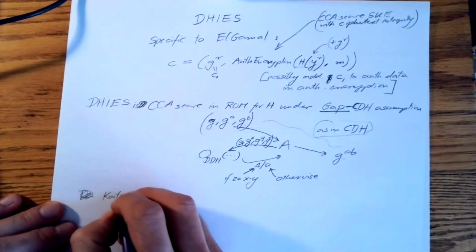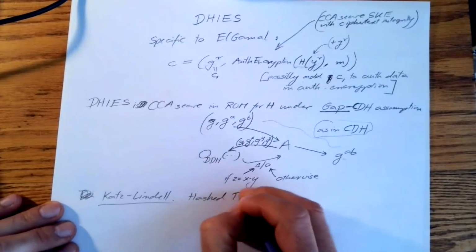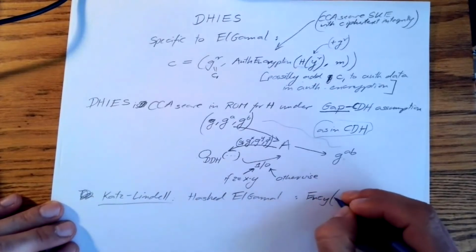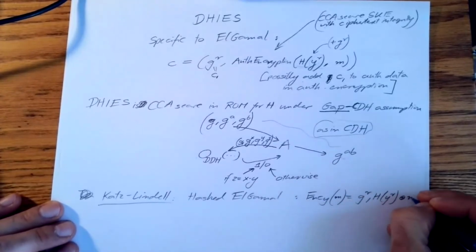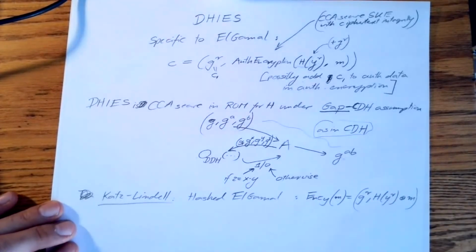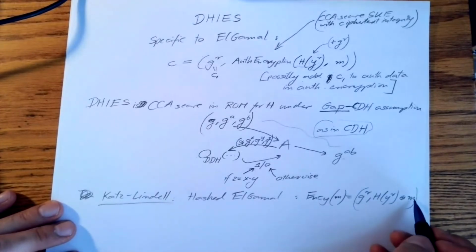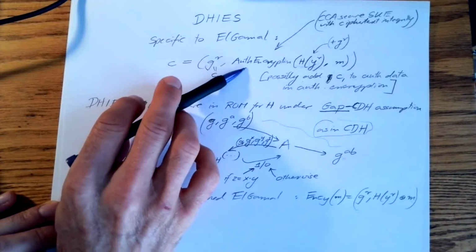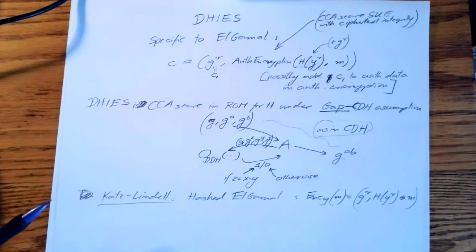So Katz and Lindell call it hashed Diffie-Hellman, hashed ElGamal, and it looks like this: an encryption under Y of M is G to the R, hash of Y to the R, for example XOR M. Okay, this is still malleable, right? Because you can take the ciphertext and XOR it with a delta, and it will create a valid encryption of M XOR delta. But if you do this instead, it will break malleability, and in fact, you get CCA security.